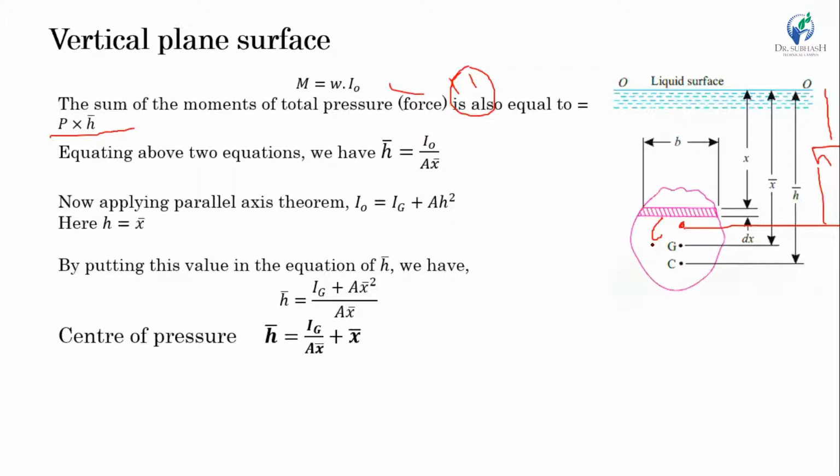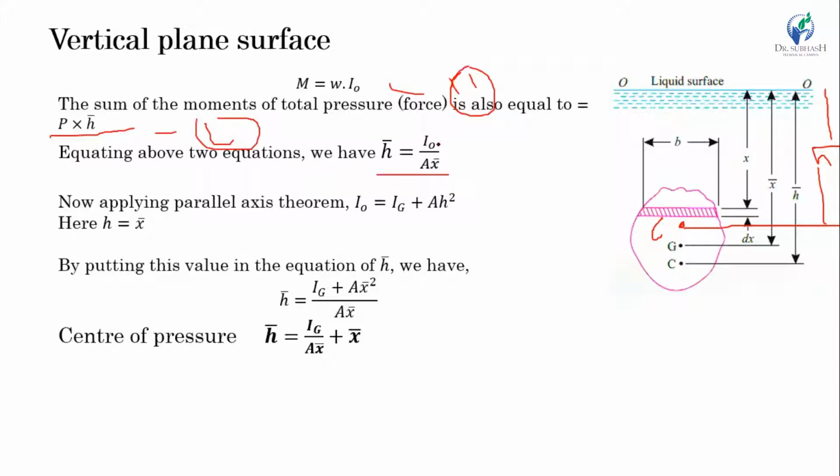Here you can take C also. So let's take the moment, P times h bar. Equating, we can get h bar equal to I0 upon A x bar. This is equation number 1, and this is equation number 2. So after considering these two equations, we get h bar equal to I0 upon A x bar.